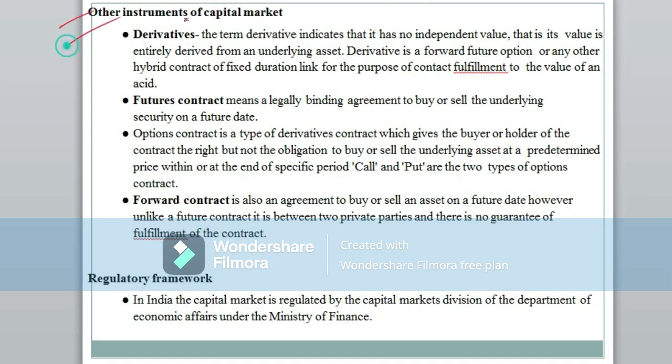Now other important instruments in the capital market are derivatives, future contracts, option contracts and forward contracts. So let's look at these a little. A derivative indicates that it has no independent value. It derives its value from another source, the underlying asset.